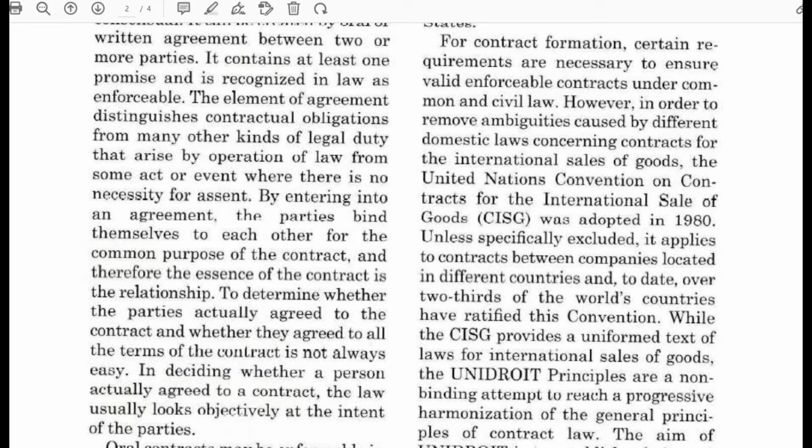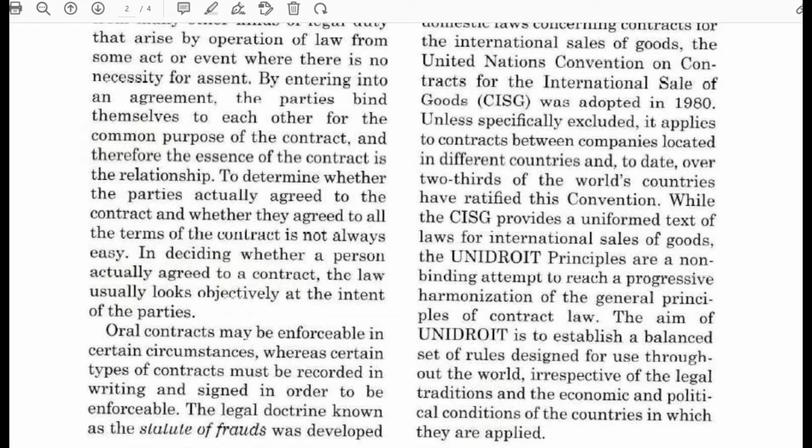While the CISG, International Sale of Goods, provides a uniform text of laws for the international sale of goods, the UNIDROIT principles are a non-binding attempt to reach a progressive harmonization of the general principles of contract law. So the aim of UNIDROIT is to establish a balanced set of rules designed for use throughout the world, irrespective of the legal traditions and the economic and political conditions of the countries in which they are applied.